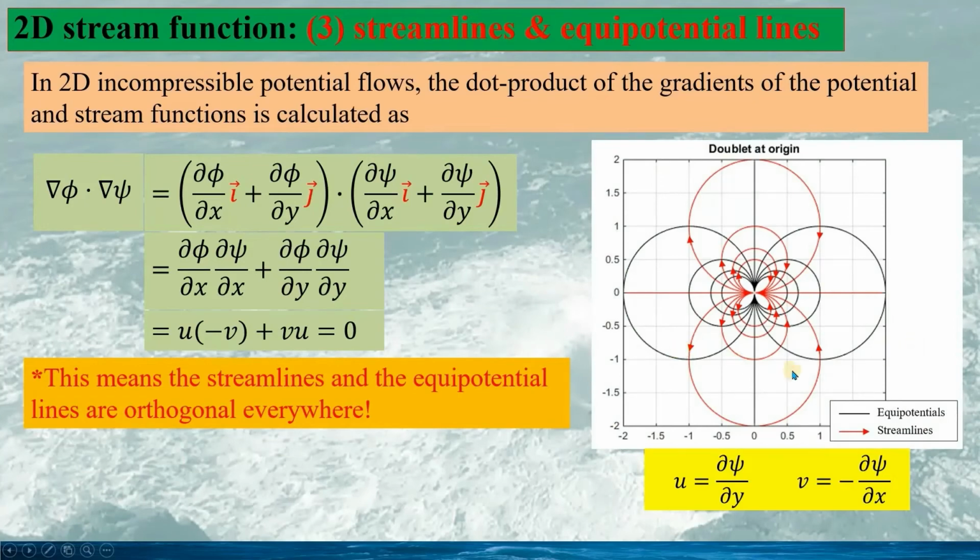This is a nice plot for the equipotential lines and the streamlines for a doublet at the center of the plot. The red arrows are the streamlines and the black lines are the equipotential lines. From the plot, if we look at the crossings of the equipotential lines and the streamlines, we can see everywhere they are orthogonal. Even though these lines are curves, we can see they are orthogonal.